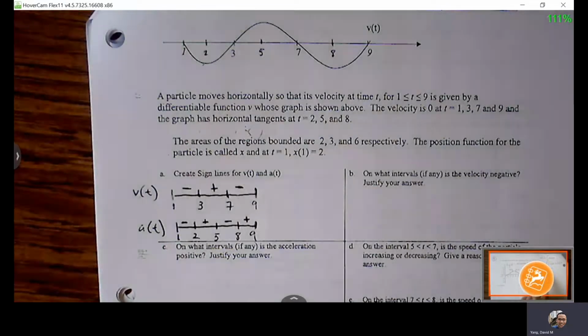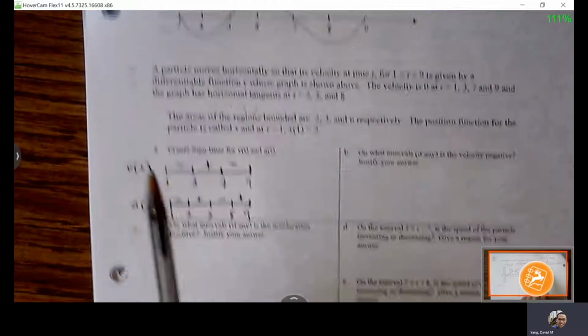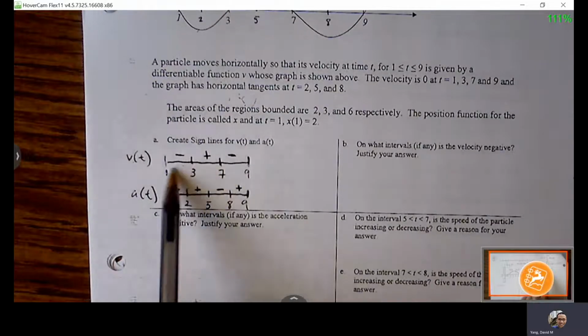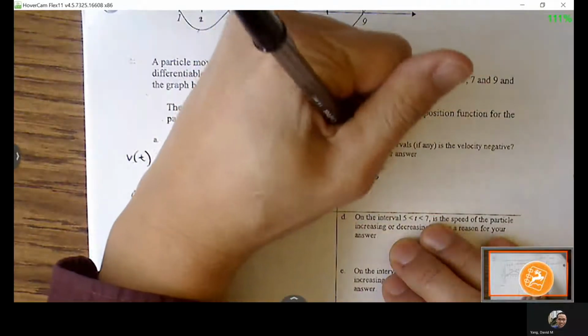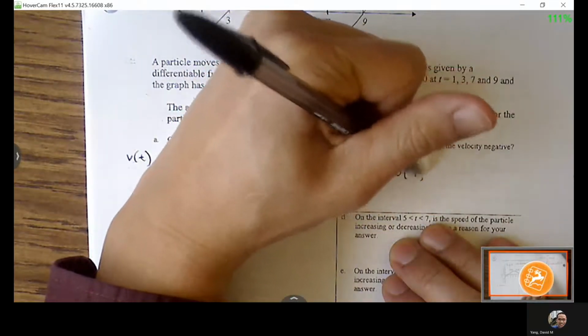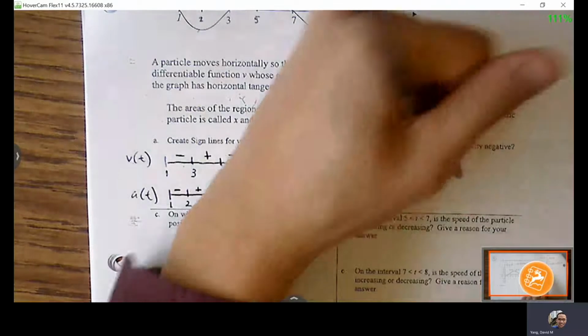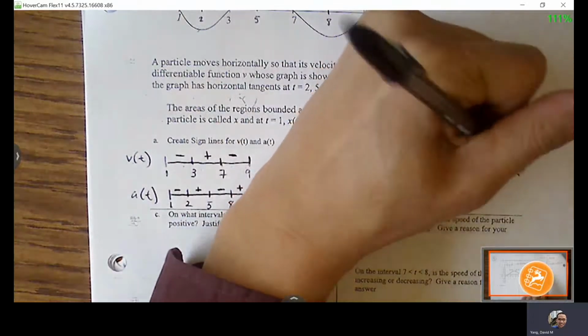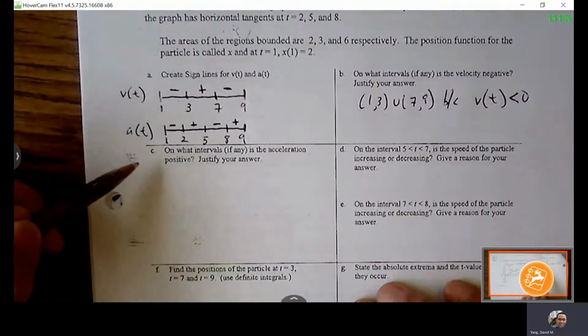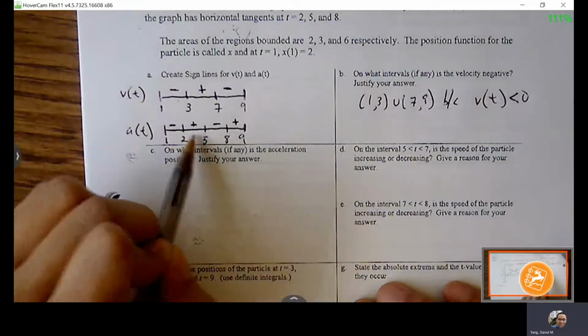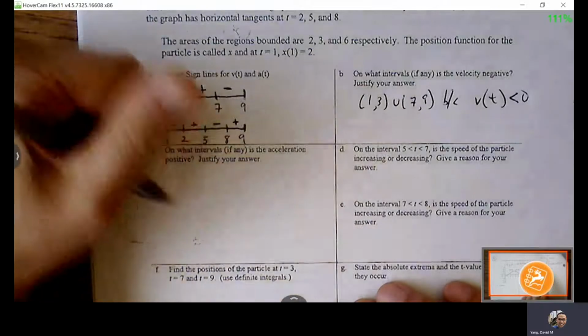Okay, part B. On what interval is the velocity negative? Okay, so velocity is negative in these intervals here, right? 1 to 3, 7 to 9, simply because my velocity is less than 0. Okay. On what interval is acceleration positive? Well, we can see it here, right? 2 to 5 and 8 to 9.